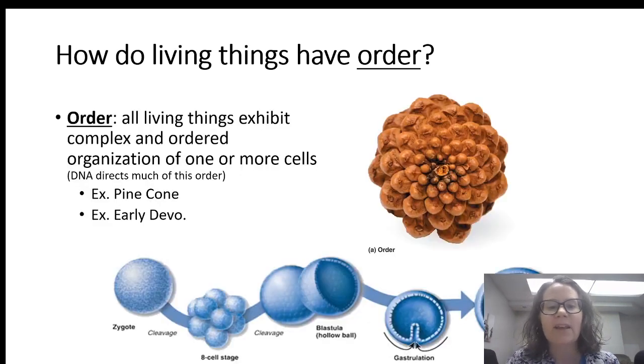Well, order is this complex and sort of organized body of one or more cells. So when we say that word order, we're talking about how we build the patterns of cells that become the single-celled all the way to the multicellular organisms that we see on planet Earth. You can see that this ponderosa pine cone here has a certain pattern to it because the cells are in a particular order or organization. Early development shown at the bottom here also has an order to it. And the cells are going to behave and look a certain way during that particular order.